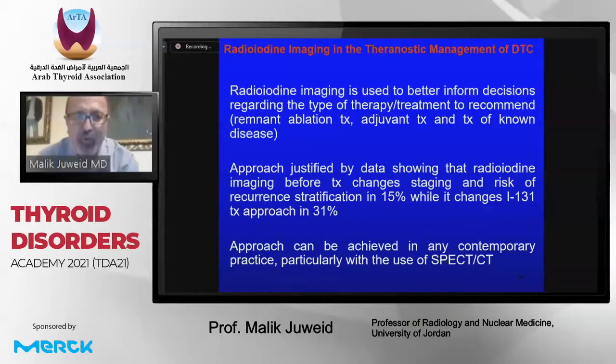So this approach is justified by data showing that radioiodine imaging before therapy can change staging and risk recurrence stratification in 15% of patients, and change how much iodine we will give or how we will give it in 31% of patients. This approach can be achieved in any contemporary practice, particularly if they have SPECT-CT, the high-end, high-resolution imaging.